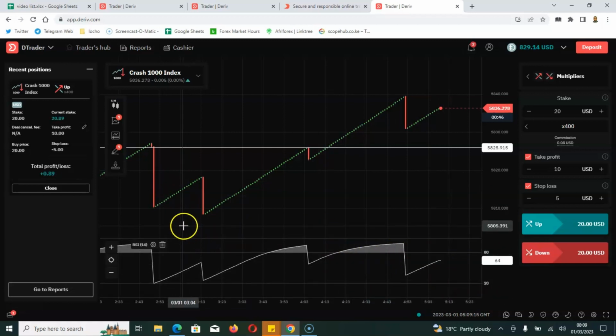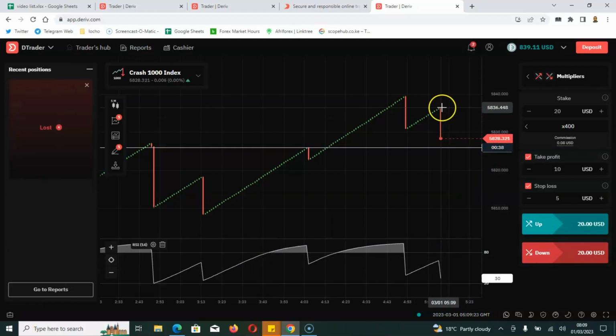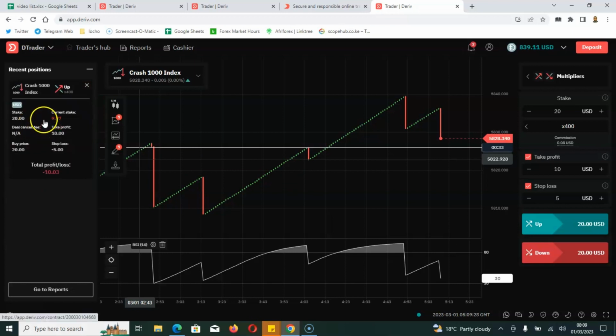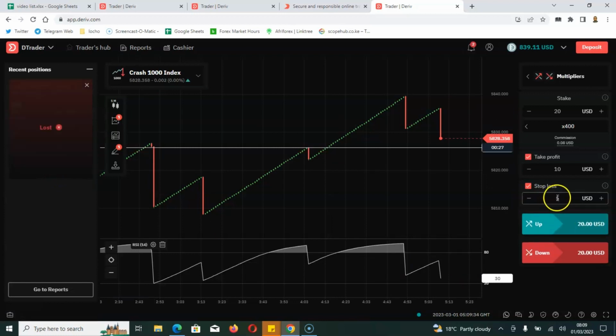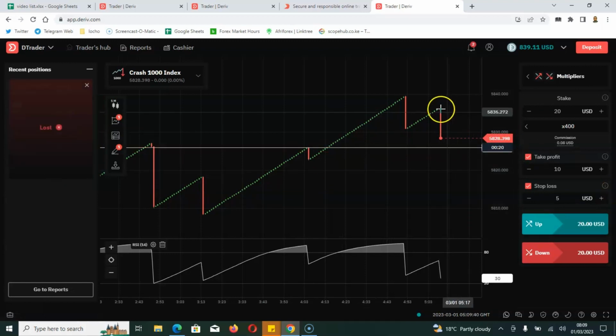Now, how do I know that it's time for me to enter a buy trade on this particular platform? You see, immediately it has crashed, and once it has crashed, I've lost. And how much have I lost? I've lost $10. But here I had put a stop loss of 5. So once it crashes, you lose the amount depending on how far it has crashed. That's what I wanted you to see. All right.